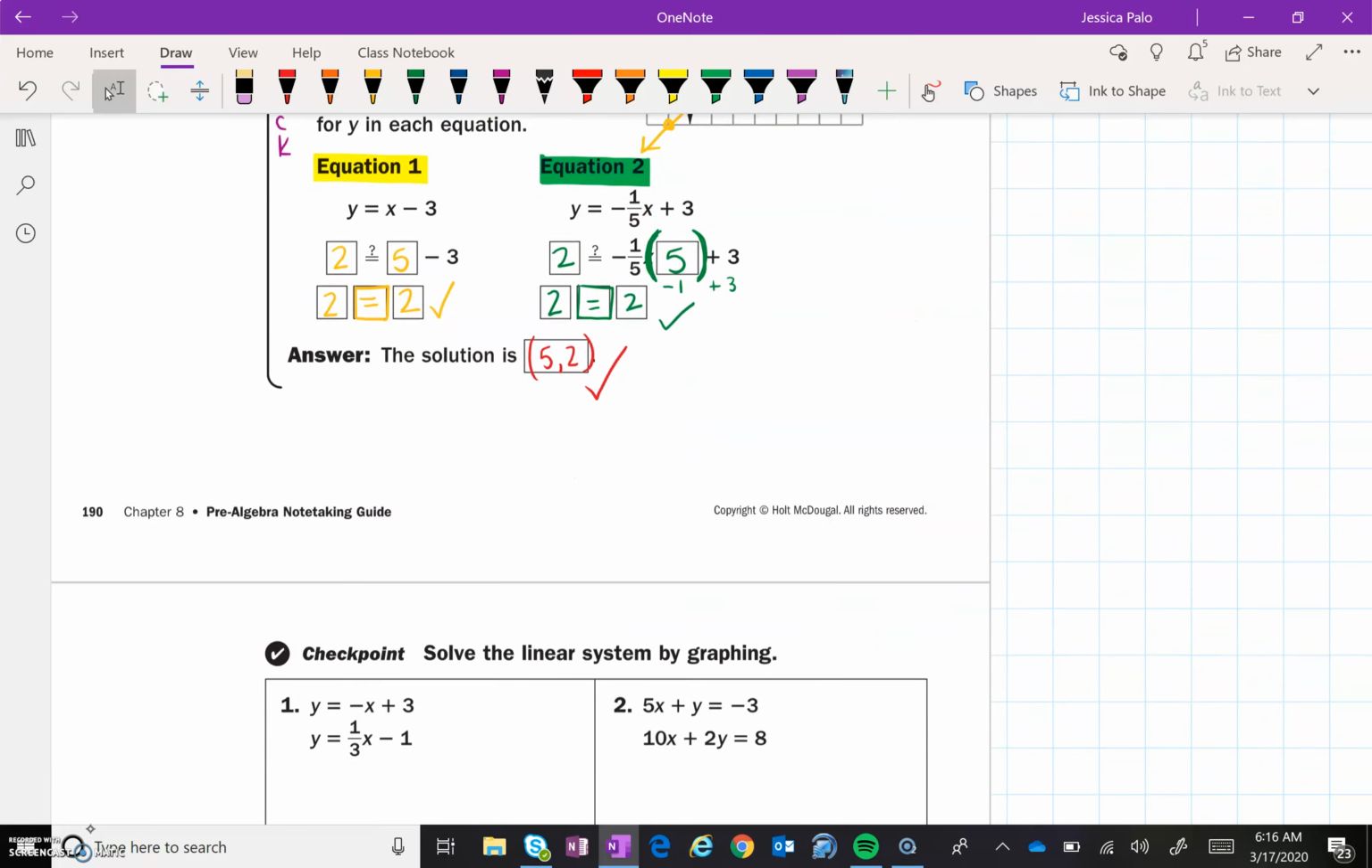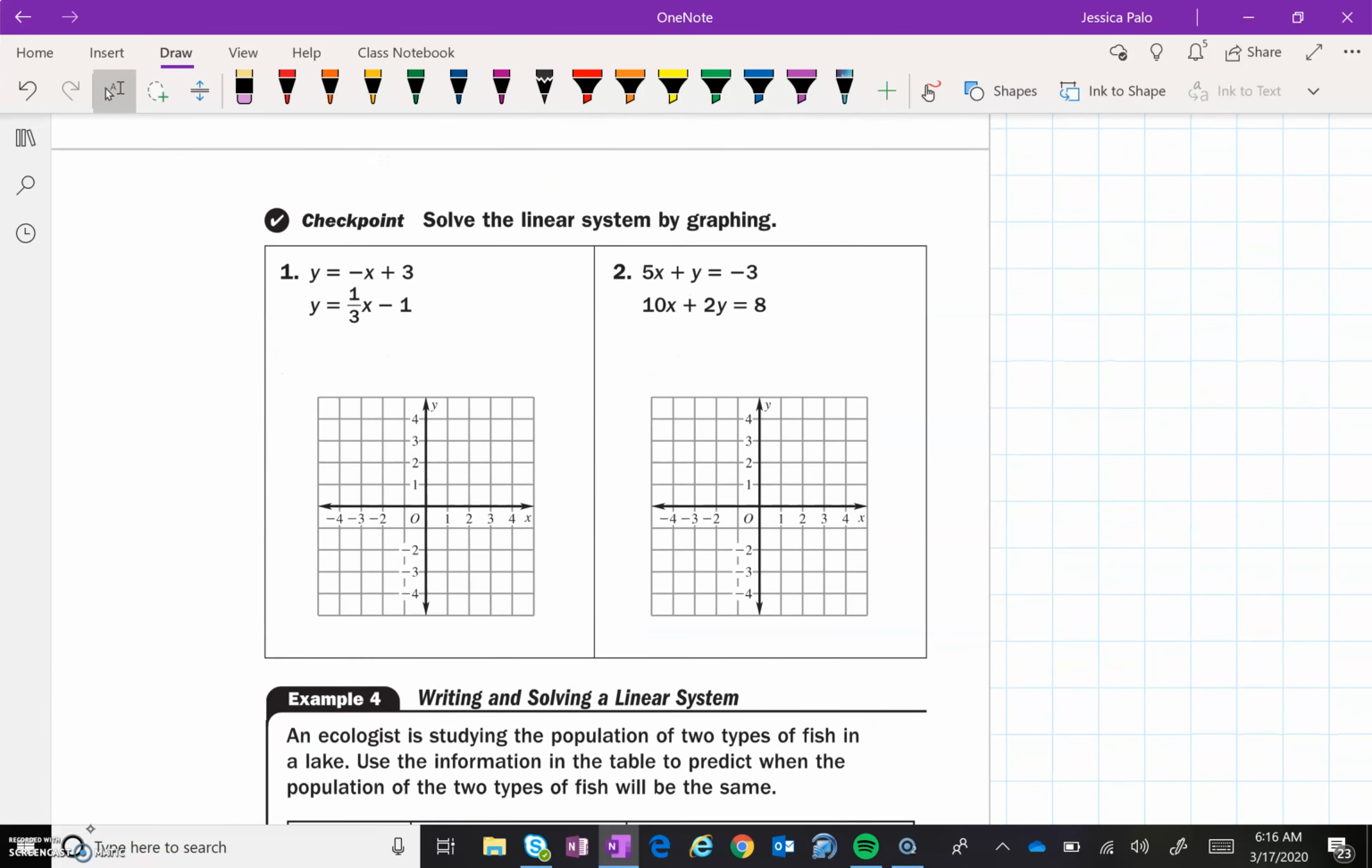All right. Let's do some practice problems. What I would like you to do is pause this video and do a checkpoint problem. Then unpause the video, check, and identify your errors if there are any. Pause the video again. Do the second checkpoint problem, unpause, and check your solutions.